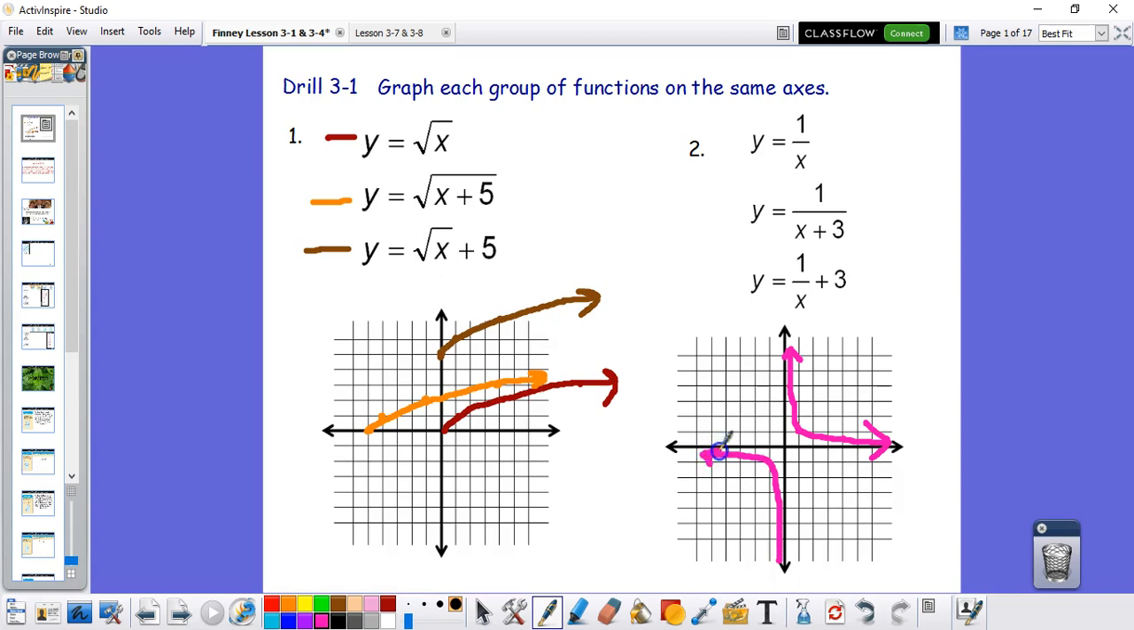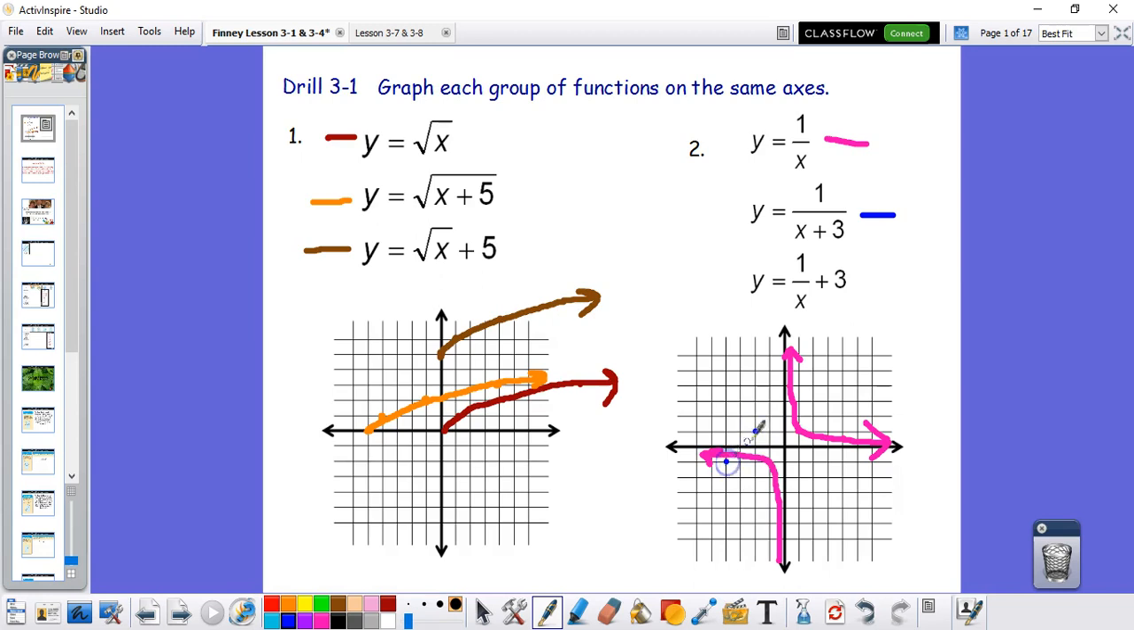So we had our asymptotes there at 0 and 0 for our pink graph. Our second equation is y equals 1 divided by x plus 3. I'm going to graph that one in blue. The only change here is that instead of my vertical asymptote being at 0, it's now at negative 3.